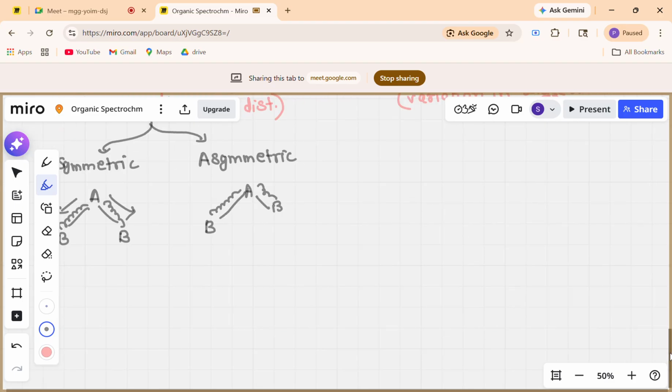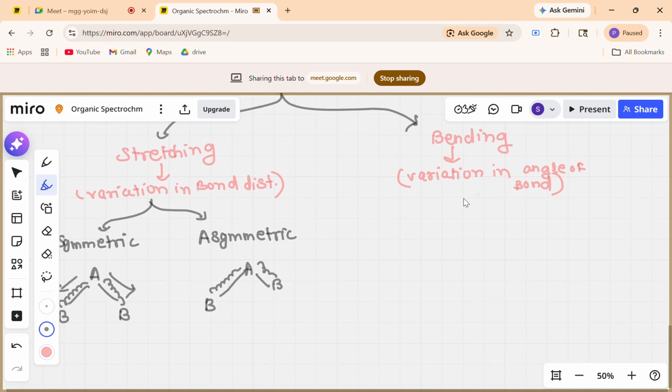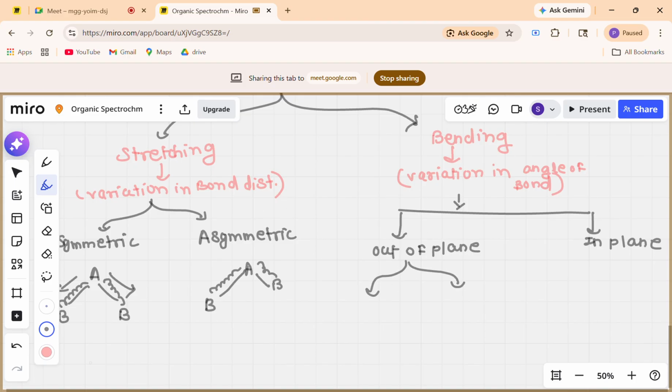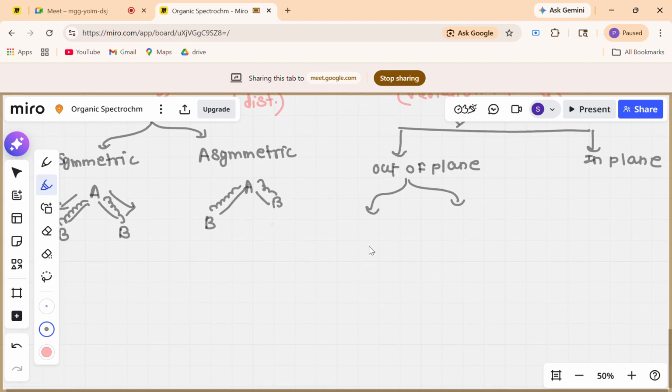Okay. Similarly, when we are talking about bending, there are two types of bending. The first one is your out of plane bending, and the second one is in plane bending. So out of plane bending means how is the motion happening? Basically, it's also called wagging motion or twisting motion in the molecule.